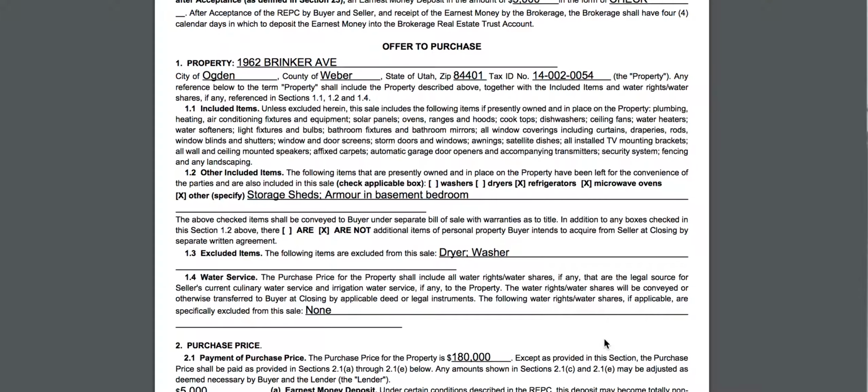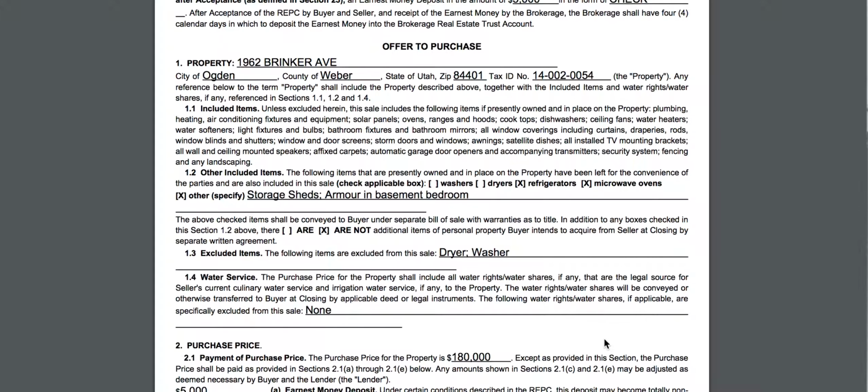The above checked item shall be conveyed to the buyer under separate bill of sale with warranties as to the title. That is because they don't want you to sell or buy a fully furnished home with a bunch of personal property that then is going to puff up the price, so exaggerate the price of the home because you're including a bunch of personal property. So those personal property items will be conveyed on a separate bill of sale. Sometimes money is exchanged for those items separately, and sometimes the seller's just going to leave it for them. So just make sure that you do clarify that.